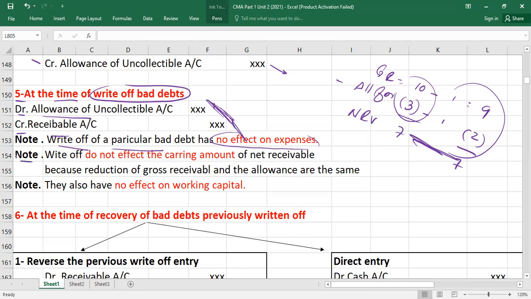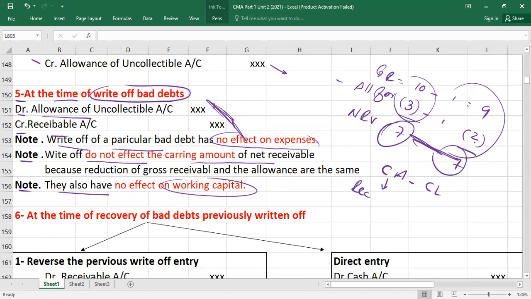Then, note number 3, write-off of a particular bad debt does not affect the carrying amount of net receivable. This we have already covered. Note number 3, they also have no effect on working capital. What is working capital, guys? Working capital means current assets minus current liabilities. Current assets will obviously include receivables, and you can see receivables are unchanged. It means we will assume working capital will also not change. Understood these 3 theoretical points? You have to keep them in your mind.